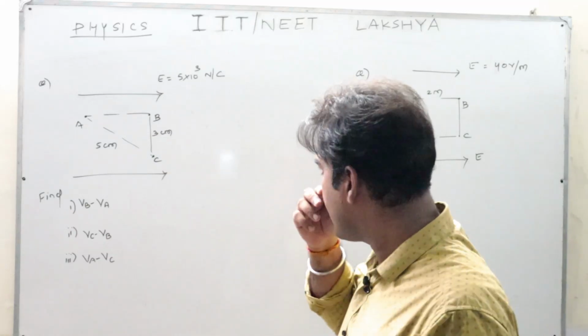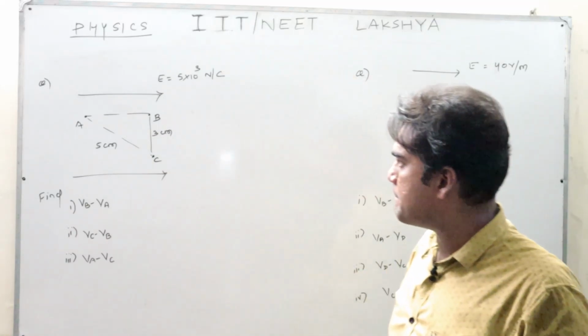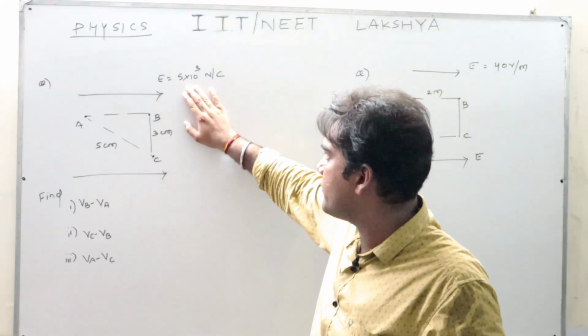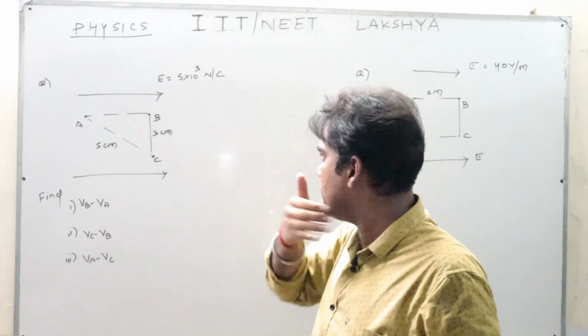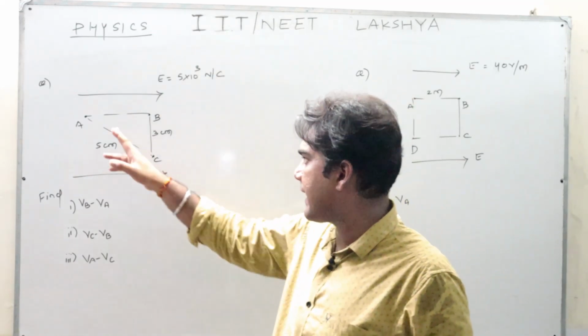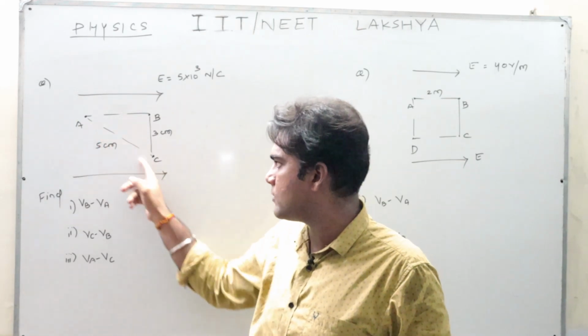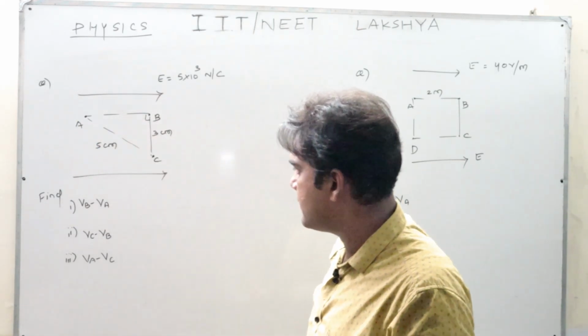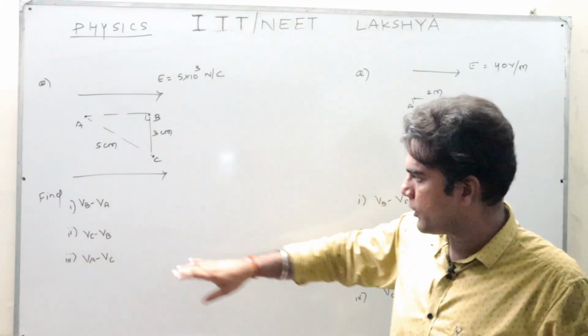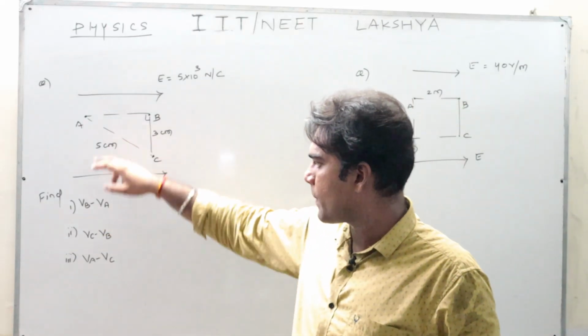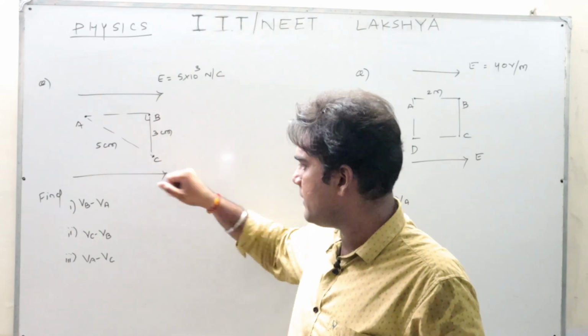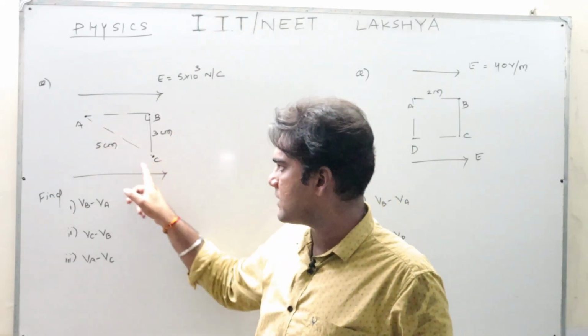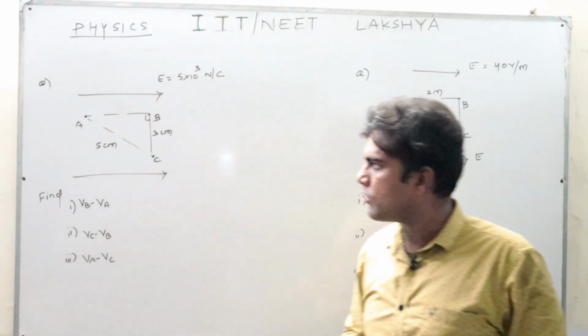So let us continue. If you see this question, here there is a uniform electric field 5 into 10 power 3 newtons per coulomb, and a triangle is given A, B, C. This side is 5 centimeter, this is 3 centimeter, this is 90 degrees. So the question asked is the potential difference VB minus VA, next is VC minus VB, and VA minus VC. 3 questions are asked. So let us do them one by one.